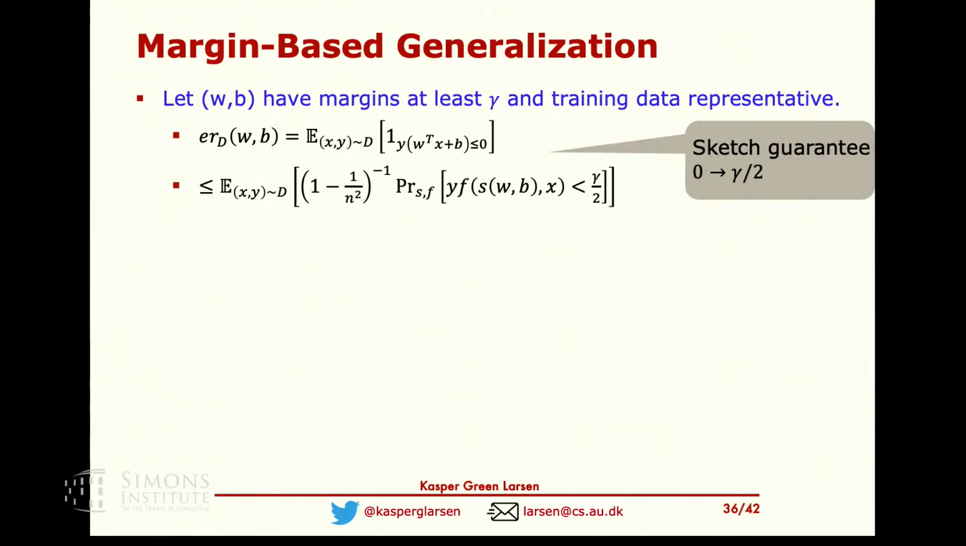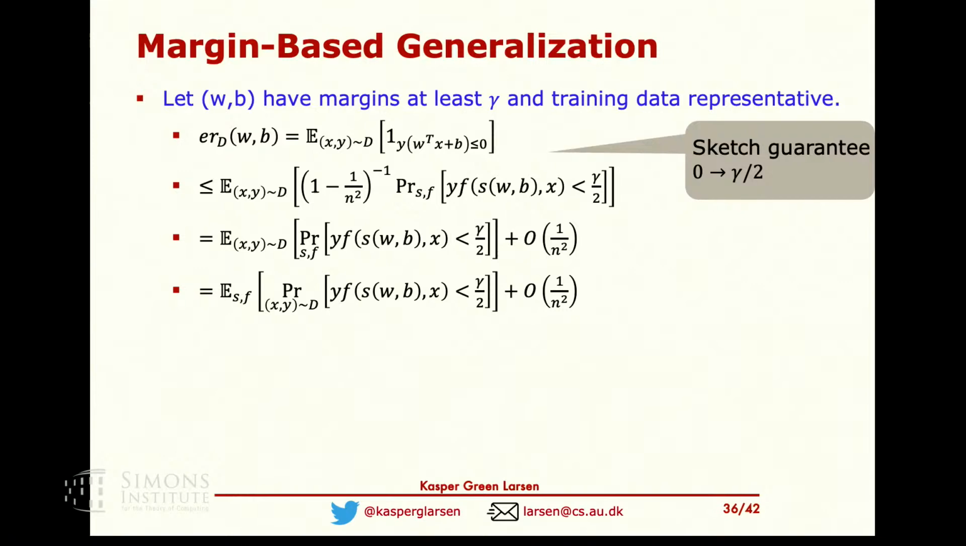Then I am going to use the promise of the sketch. The sketch is saying, well, basically, if I have a point whose margin is less than 0, the chance that I estimate its margin to be more than gamma over 2, or the chance I'm estimating to be less than gamma over 2, is basically almost all the time, right? I know my sketch preserves all these margins. I estimate them accurately. So it's only with probability 1 over n squared that I fail to estimate it to within this additive gamma half. I pull this out as an additive 1 over n squared term. You rearrange the order of expectation and the probability.